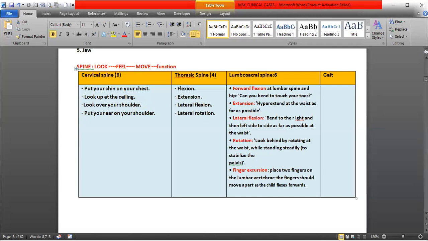If he is moving, then there will be two movements. And putting the ear bilaterally toward the shoulder, that is lateral flexion. Lateral flexion is also 2. Okay, so 2, 2, 2, and 1, 1. So a total of 6 movements here. Got my point? Are you getting me, guys?